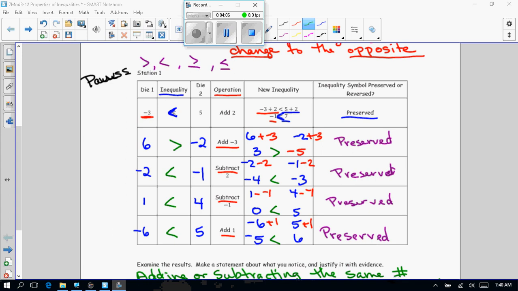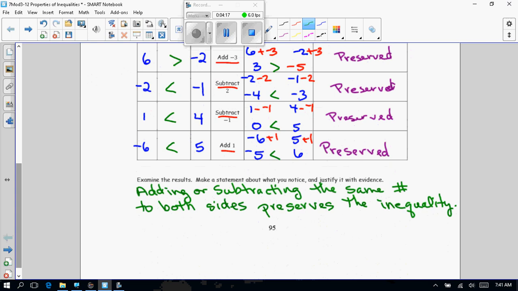And -6 is less than 5. When I add 1 to both sides, -5 is less than 6, and it is still preserved. So what did I notice? I noticed that either adding or subtracting the same number on both sides preserves the inequality. So adding and subtracting doesn't change it one bit.